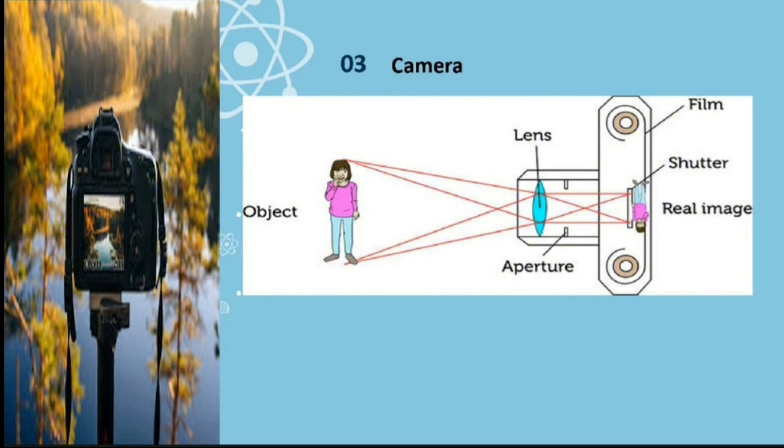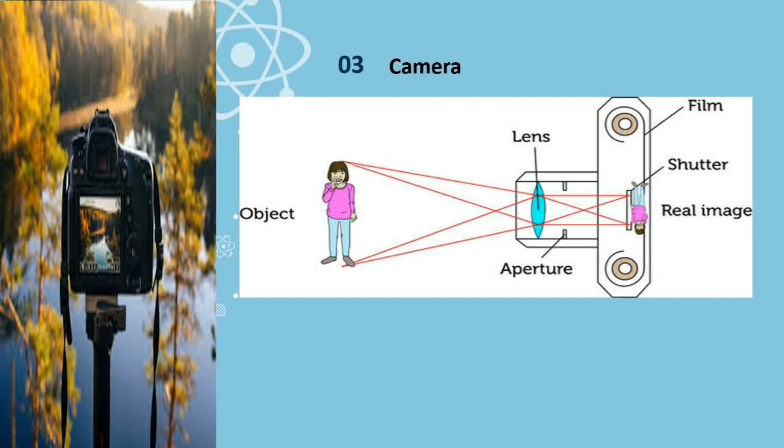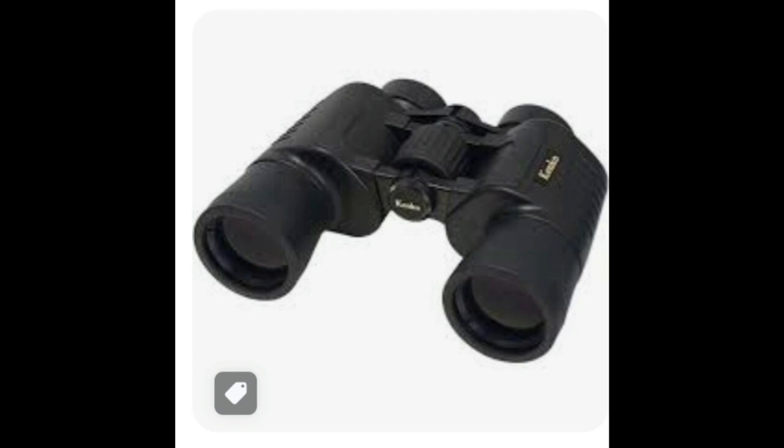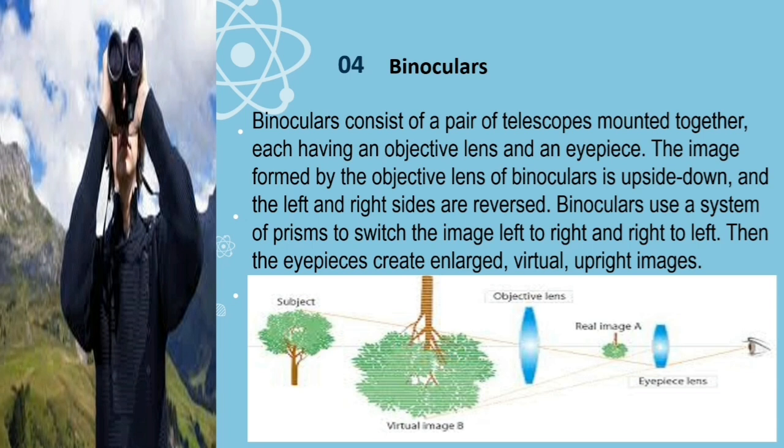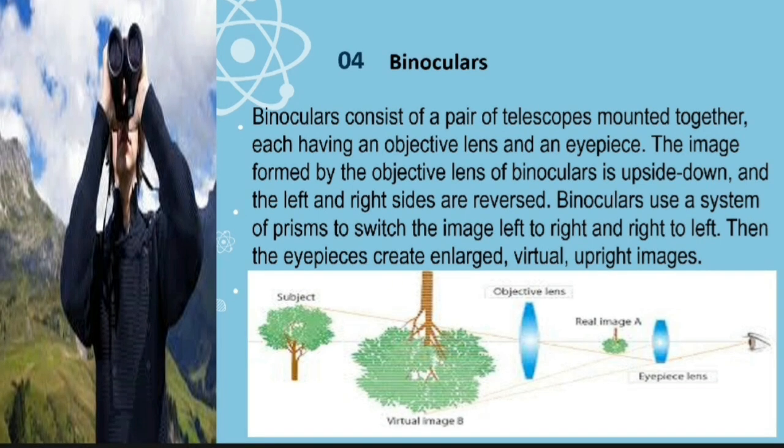Okay, let's now proceed with another optical instrument. What optical instrument is this? If your answer is a binocular, then you are correct. But what is a binocular? Anyone? Very good, Rose. Binoculars consist of a pair of telescopes mounted together, each having an eyepiece and an objective lens.